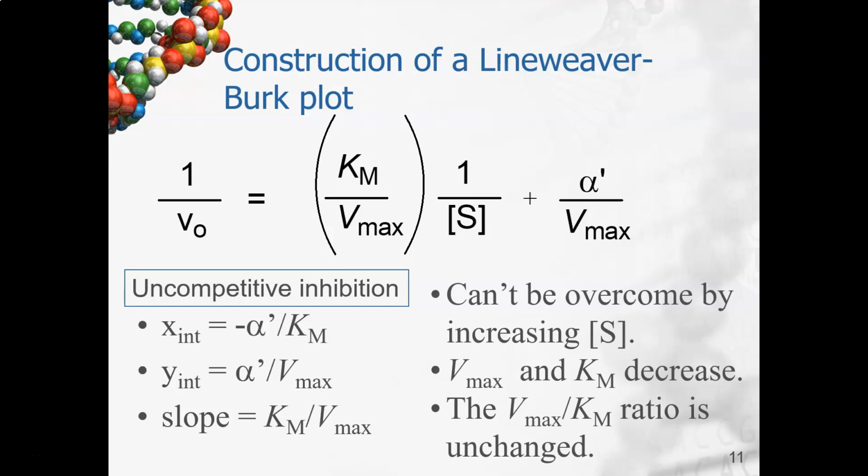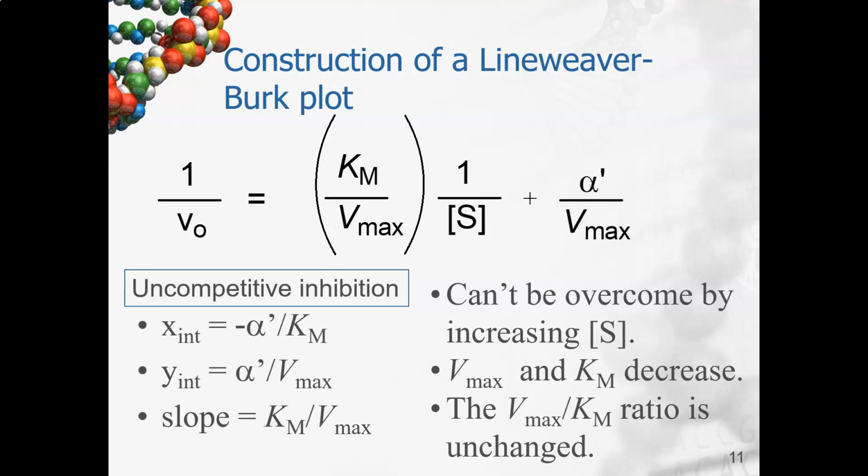So in uncompetitive inhibition, the x-intercept changes, the y-intercept changes, and the slope does not change. So what happens is the Vmax and the Km both decrease, and they both decrease to the same extent, to the extent of alpha primed. So the Vmax/Km ratio is unchanged. So that's why our slope is the same.